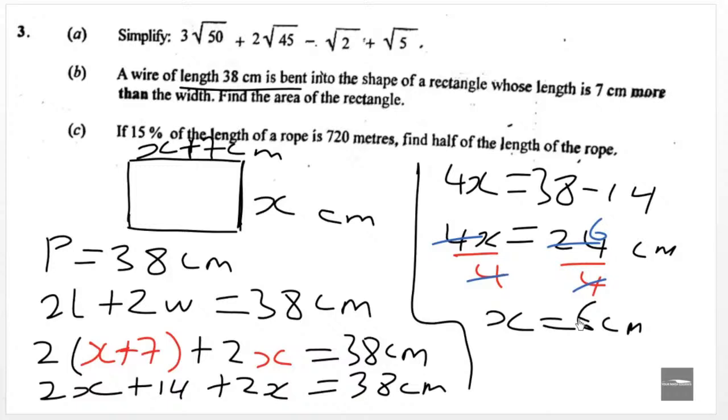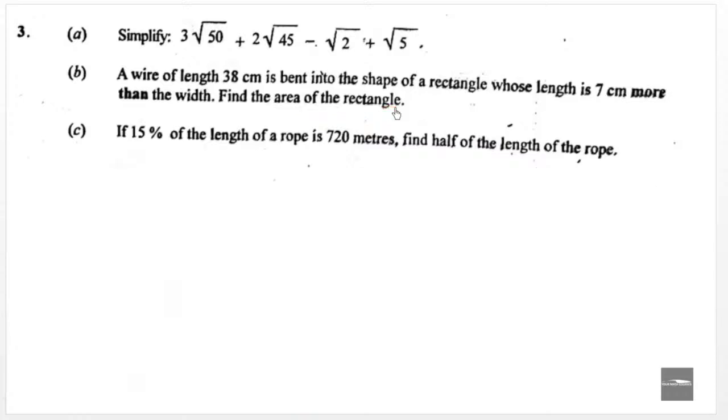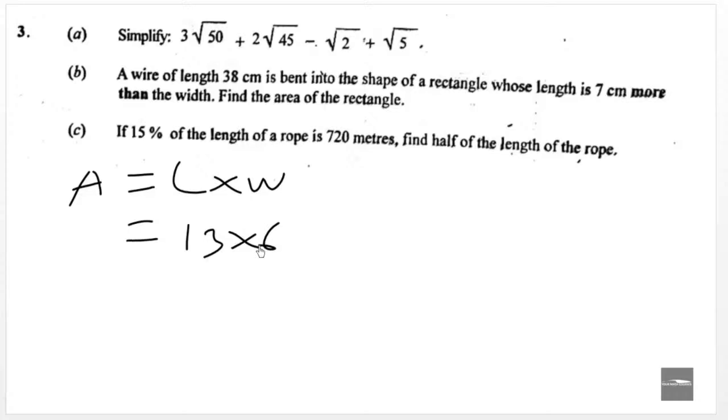So if x is 6 centimeters, then we have 6 centimeters here, and x plus 7, that is 6 plus 7, will be 13 centimeters. So the area of the rectangle is given by area is equal to length times width. That will give us 13 times 6. 6 times 3 will give us 18, so 8 carry 1. 6 times 1 is 6, so plus 1, that will give us 78 centimeters squared.